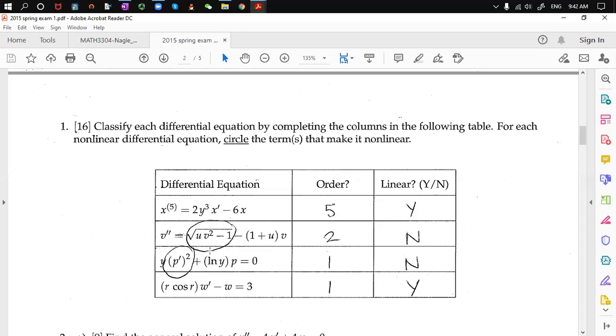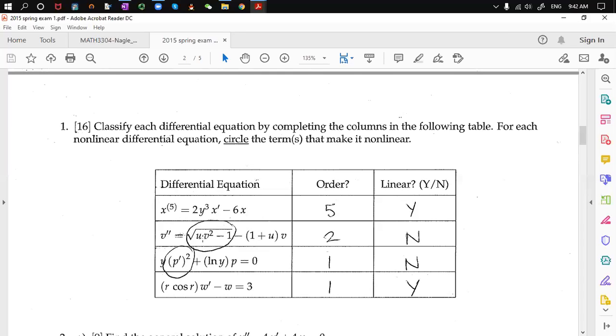Now we're going to see, is it a linear or nonlinear equation? What should we see? Well, we should look at the coefficients in front of v and its derivatives. This coefficient is good, it doesn't depend on v. This coefficient is y, it doesn't depend on v, but you are going to see a v square here.